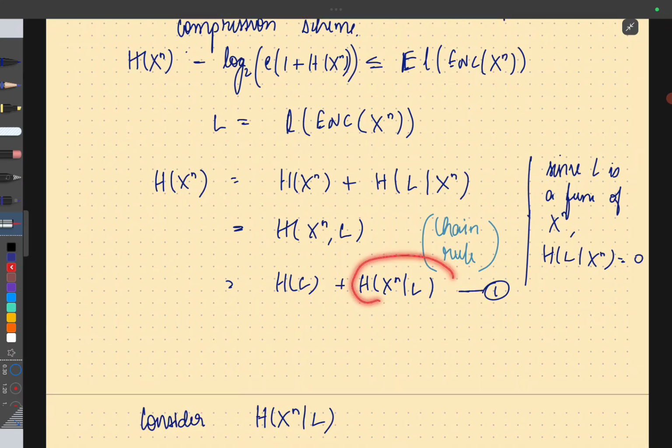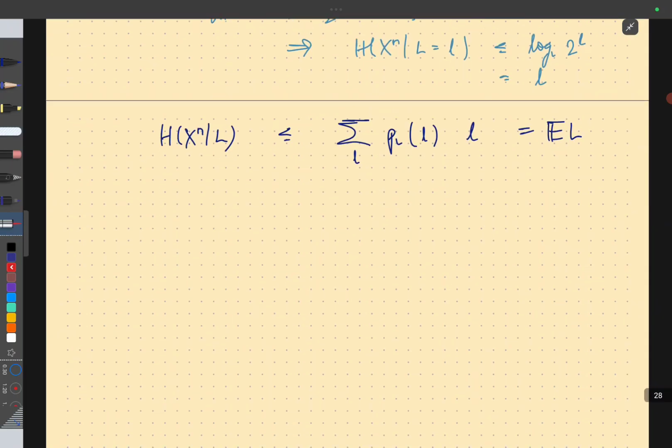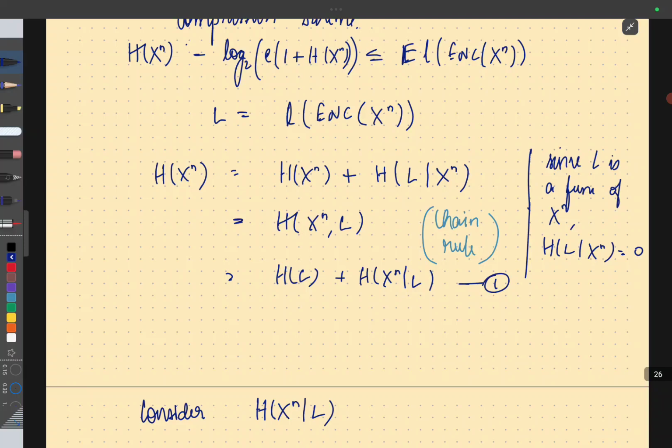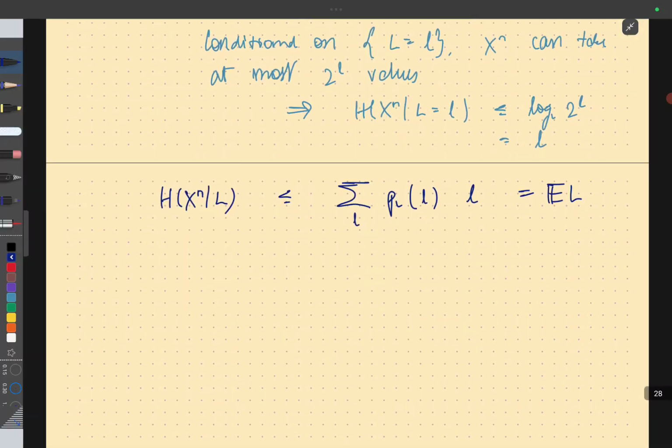So if we are able to show that H(Xn given L) is less than or equal to log of e times (1 plus H(Xn)), we are done. Right? So let's try to do that. So now the goal is to bound H(L). And to bound H(L), we are going to use the exercise I just mentioned previously.